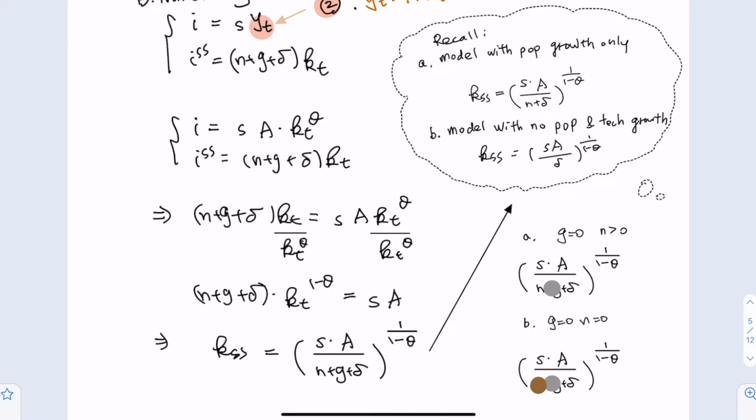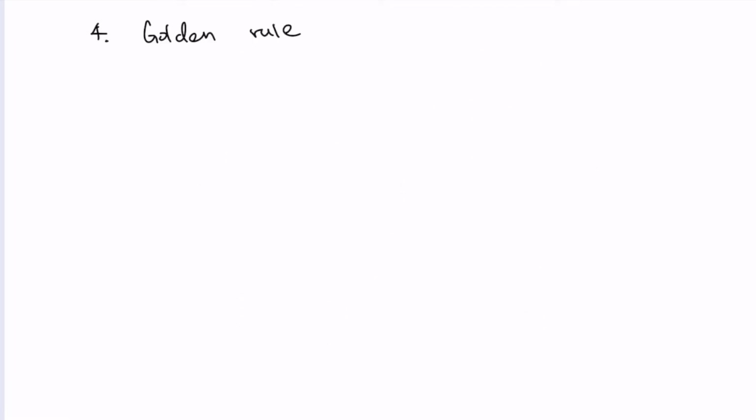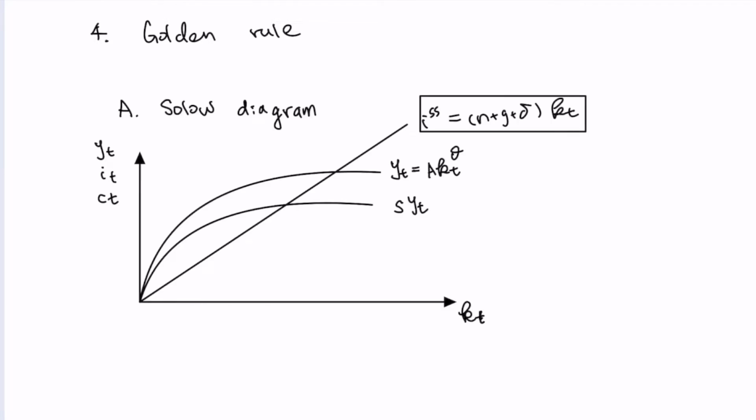So now let's move on to look at the golden rule under the new version of the Solow model. Now let's try to find the saving rate that maximizes the consumption, which is called the golden rule saving rate. As you may recall from what we learned before, based on the Solow diagram, when we are having a model given a saving rate, the savings need to be equal to the actual investment in equilibrium. And then when this investment satisfies the steady state condition, the intersection of these two lines will determine the capital stock in the steady state.